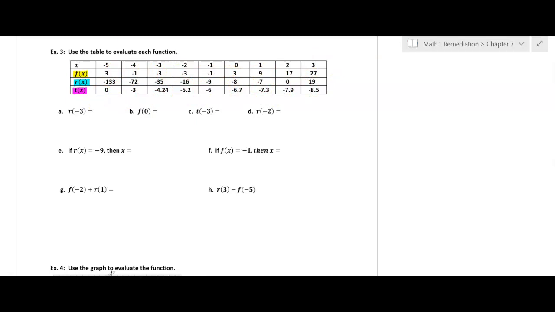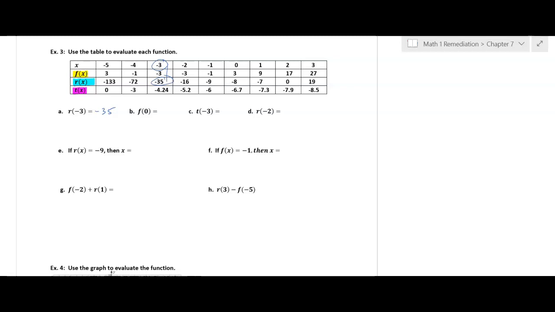So when I go to evaluate r of negative 3, I know right away, r of negative 3 tells me I'm going to use this blue function, and I'm going to go across to when x is negative 3. So if I look, x is negative 3. When I go down, what is the value of function r? That would be negative 35.